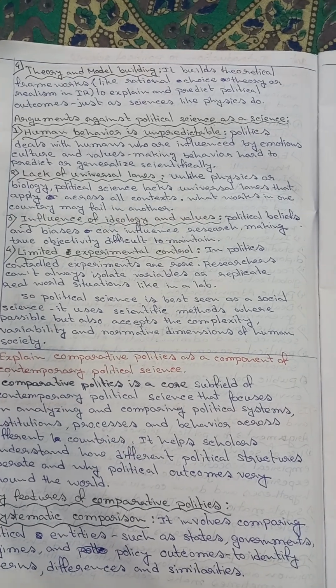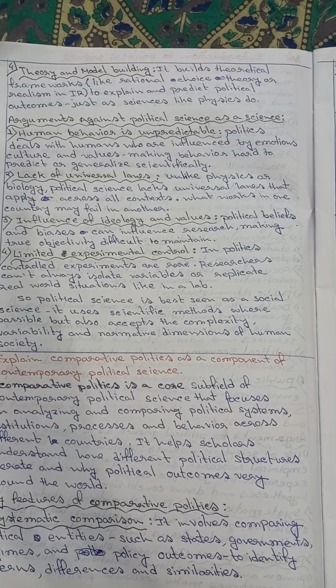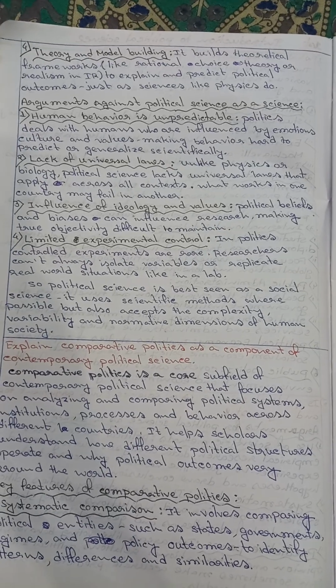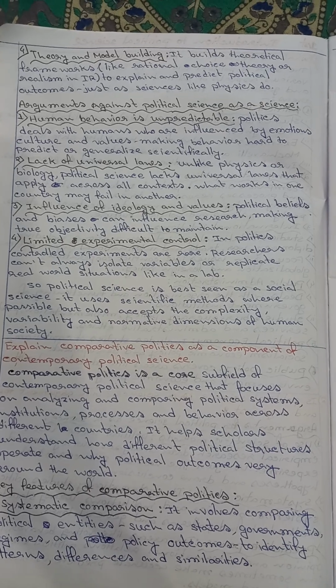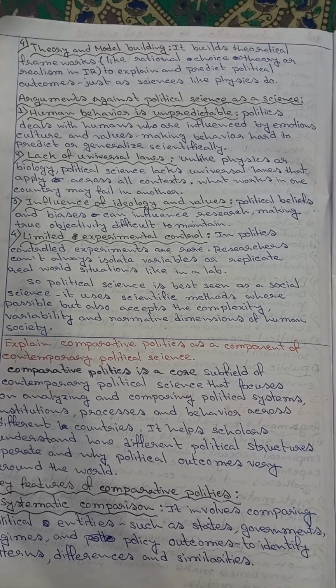So, political science is best seen as a social science. It uses scientific methods where possible but also accepts the complexity, variability, and normative dimensions of human society.